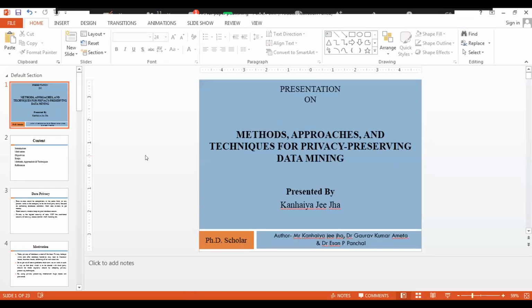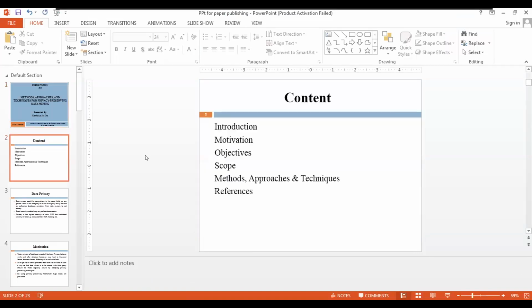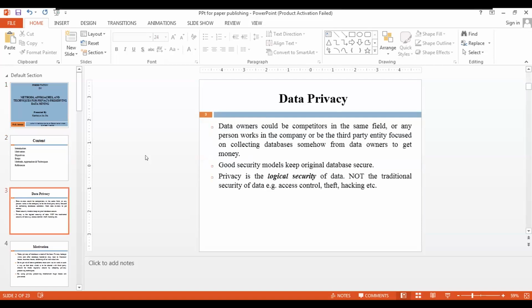privacy preserving data mining. First of all, I will make it clear that the paper I have published in this presentation is purely theoretical. So my content will be the introduction, methodology, motivation, objective, scope, methods, approaches, and techniques, and last will be the references. First of all, I will explain what data privacy is.